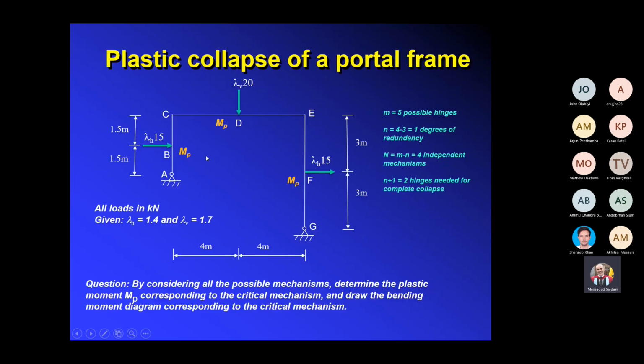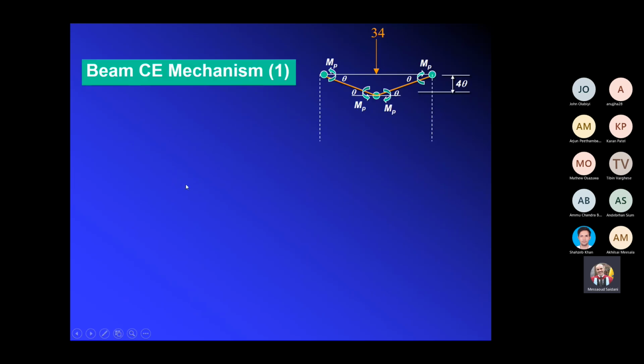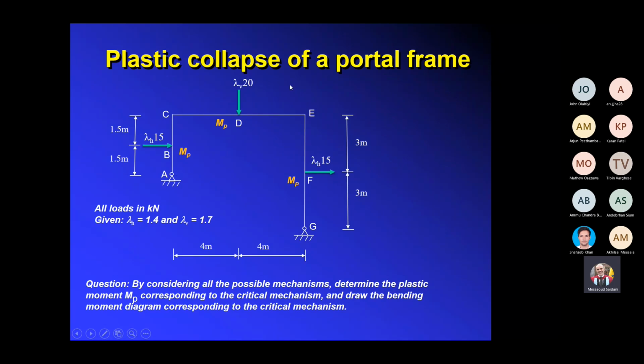So let's start with the first one here. We are going to start with this beam mechanism. You can turn it around if you want. It's a column, but if you turn it around, if that helps you, you can do that. I started with this one, CE. You can start anywhere, but I've started with CE. So we're looking now at the beam mechanism of CE.